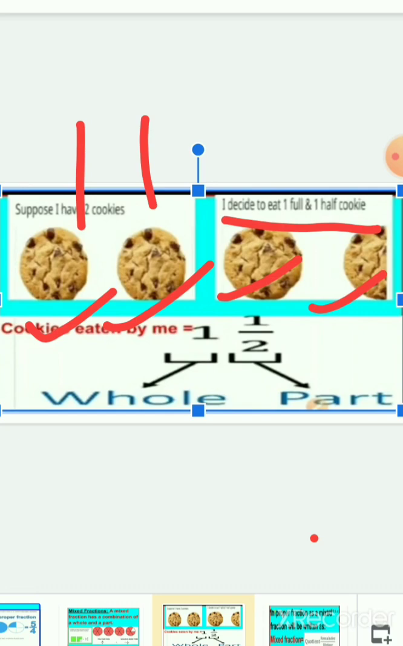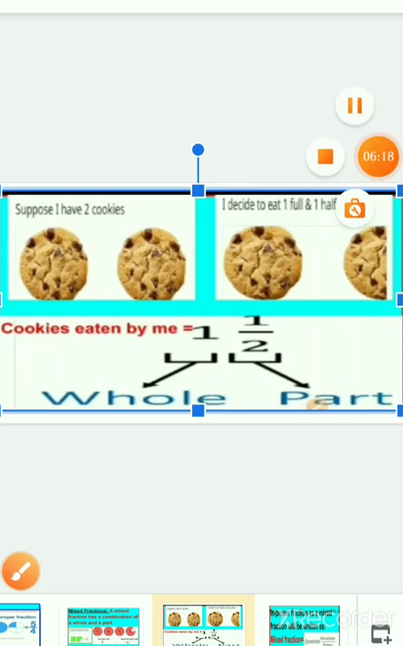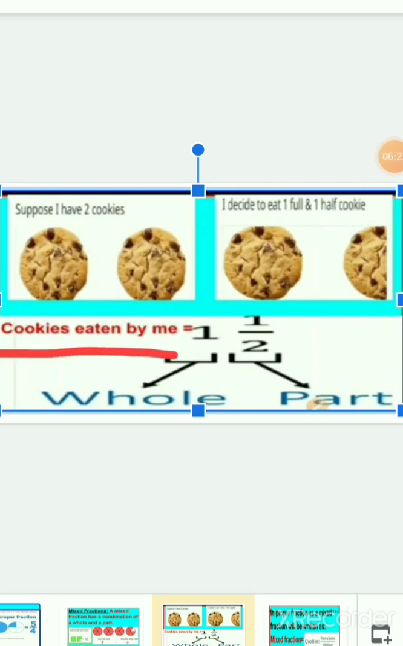So the cookies can be written in fraction form. Because I have eaten one complete and one half cookie, which type of fraction will come? It will be a mixed fraction, right? So how are we going to represent the cookies?